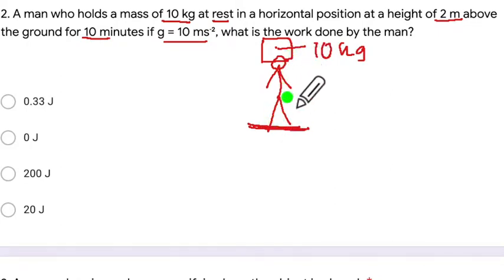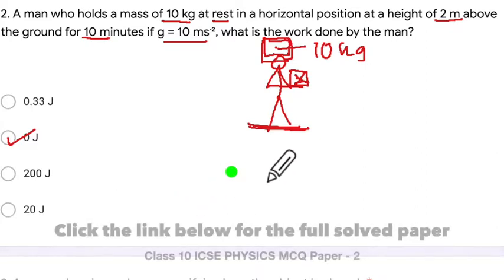He has lifted it first, or maybe somebody has lifted and put it on his head. We do not know, but he is only holding it. Maybe he is holding 10 kg mass here. I do not know, but he is at rest. And because there is no movement, there is no work done. So this is the correct option.